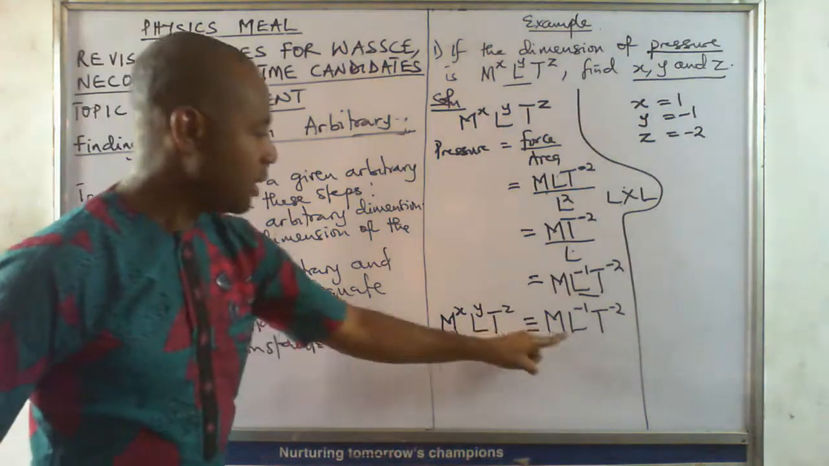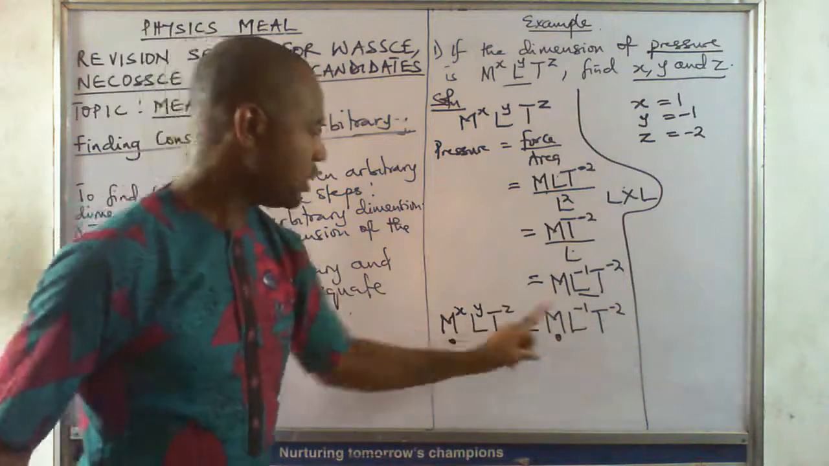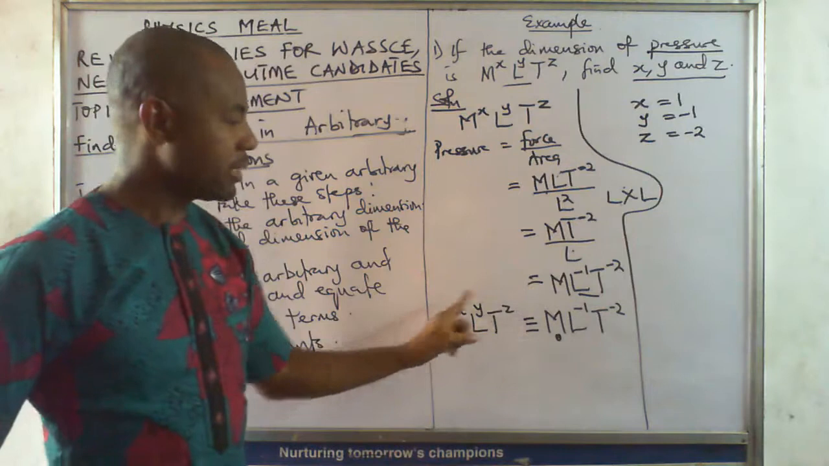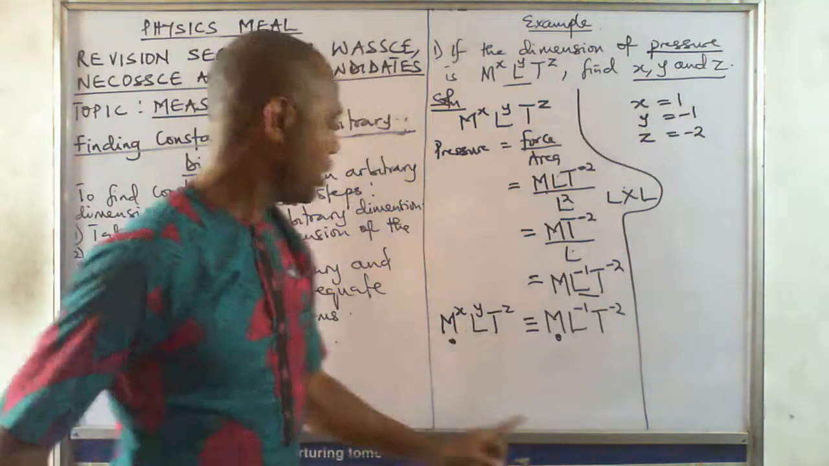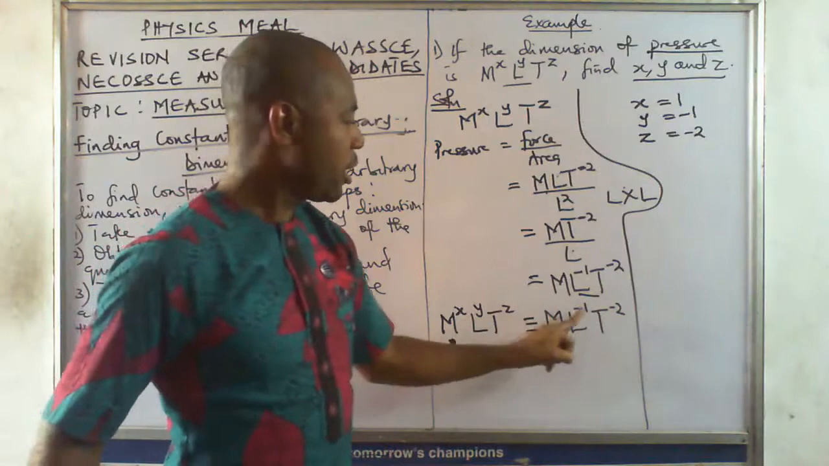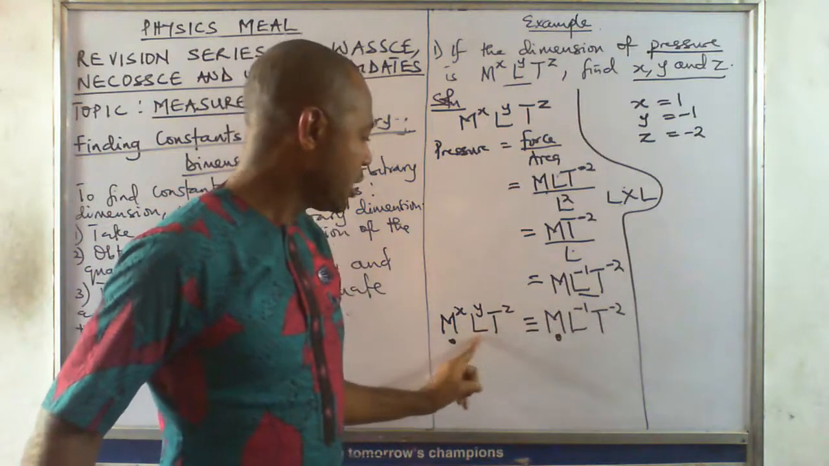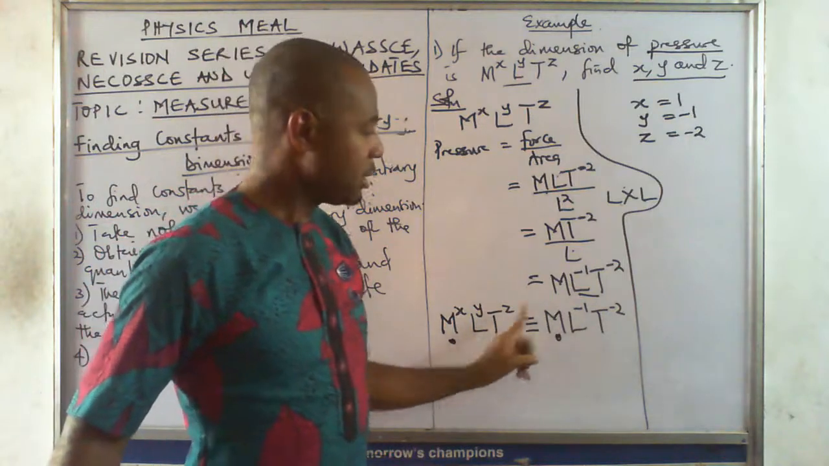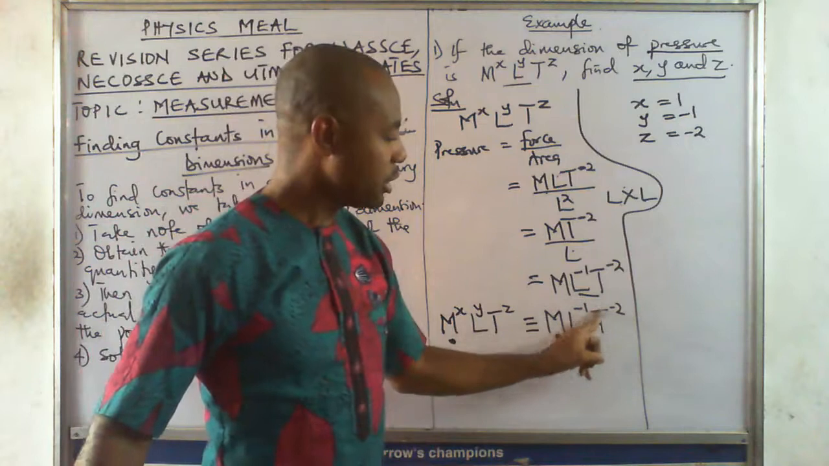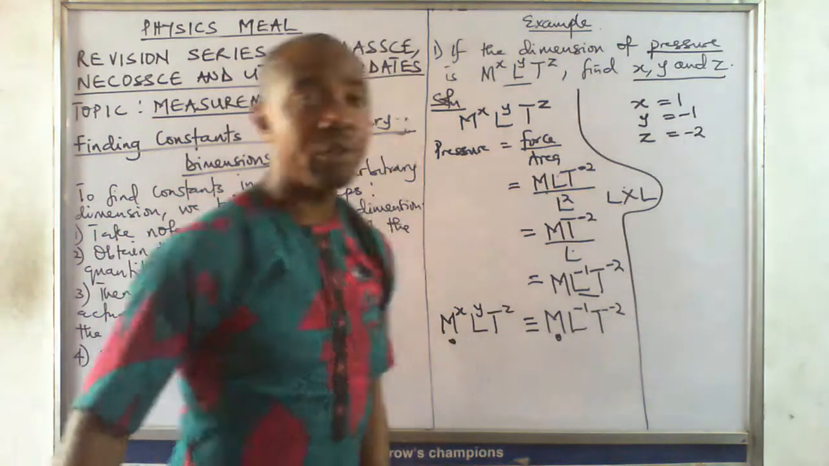Equate the powers of similar terms. So this term is similar to this one, is similar to this one, is similar to this. Equate their powers. The power here is x, the power here is 1. So equate it, that means x becomes 1. The power of this is y, power here is minus 1. Equate them. Why are we equating these two powers? Because they are powers of similar terms. So the power here is z, the power here is minus 2. T and T, similar terms. Equate the powers, you have minus 2.